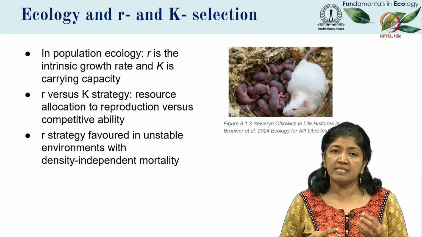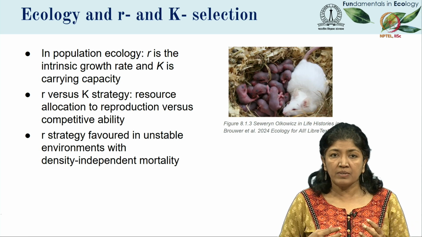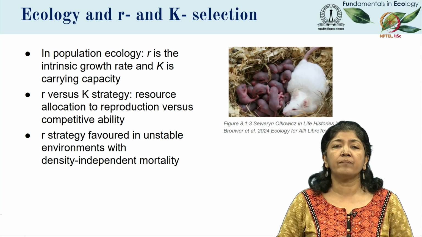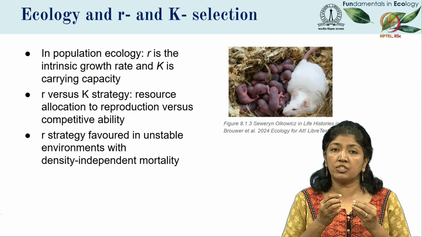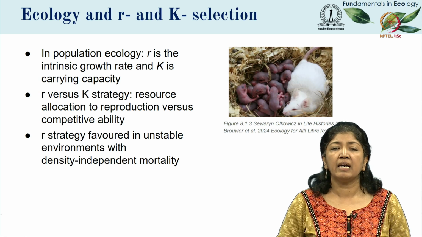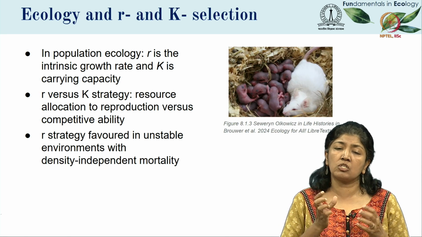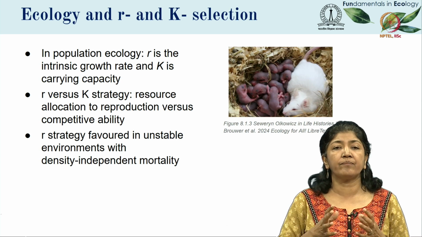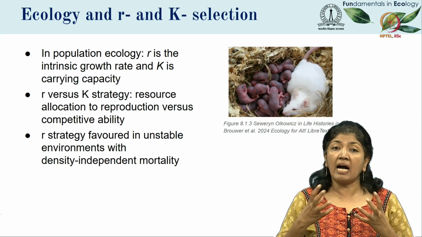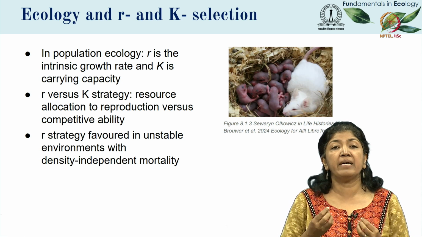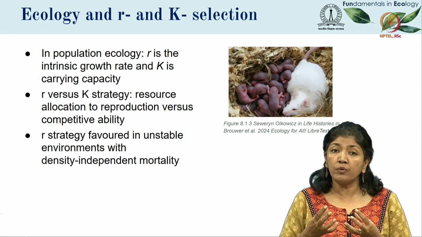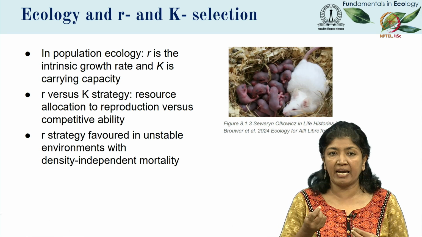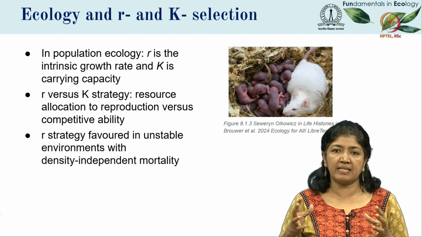So, r strategists grow fast, begin reproducing early, invest a lot in reproduction and have many offspring, each of which does not carry much investment, and associated with that, individuals also have short lifespans. K strategists on the other hand grow slowly, mature late, have large body size when they begin reproducing, produce a few offspring but invest a lot in each offspring. So, offspring survival is high and individuals have long lifespans.